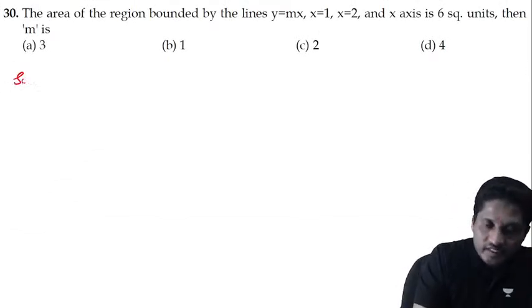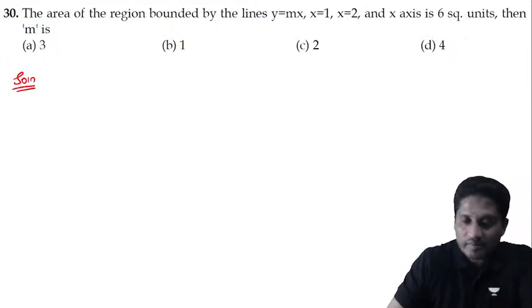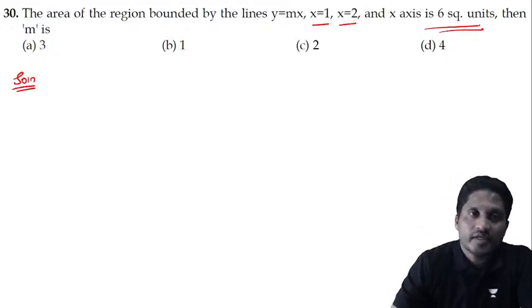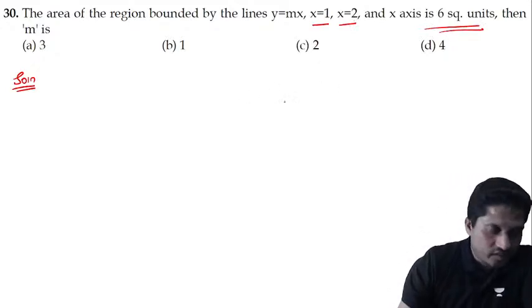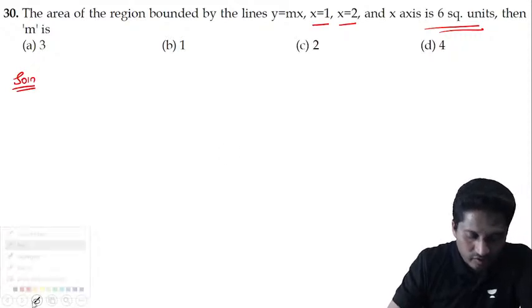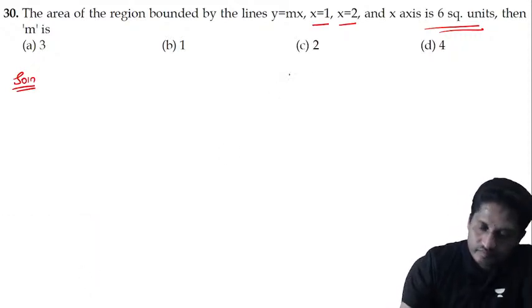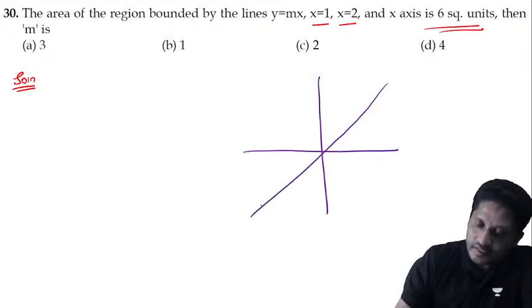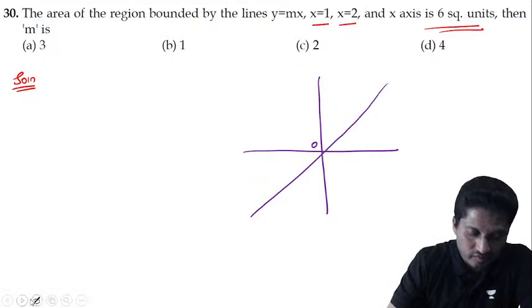If the area of the region bounded by the lines y is equal to mx, x is equal to 1 and x is equal to 2 and x-axis is 6 square units, then what should be the value of m? Y is equal to mx is always a line which will pass through the origin, right? It's like this. Y is equal to mx is always a line which will pass through the origin.